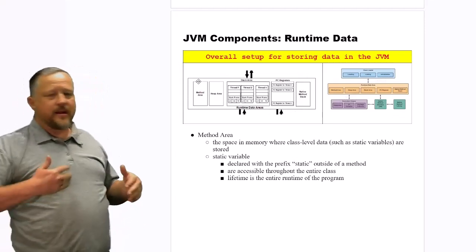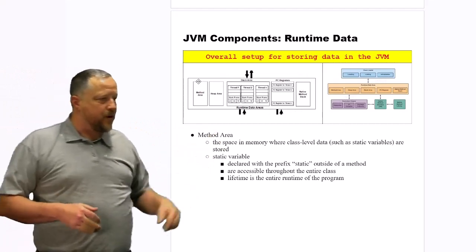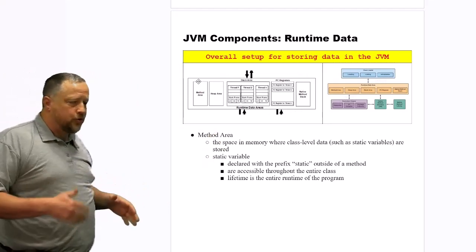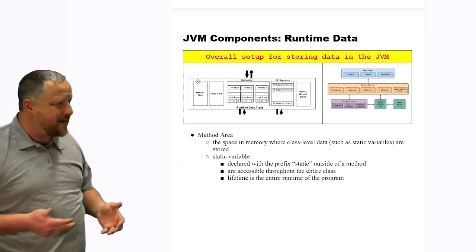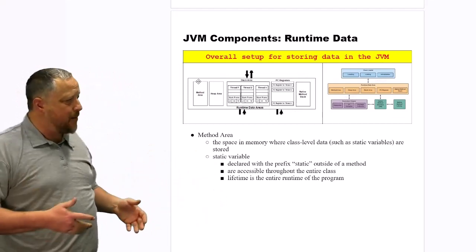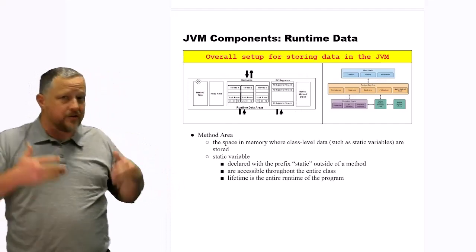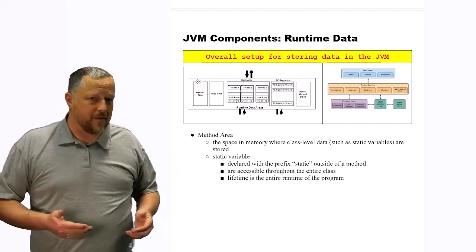So the first part of the area is going to be our method area. And this really is the space and memory where our class level data, specifically the static variables, are stored. Now remember, static variables are declared with the prefix static outside of a method. They're accessible throughout the entire program. And the lifetime of a static variable is the lifetime of the entire program, the runtime of the entire program.